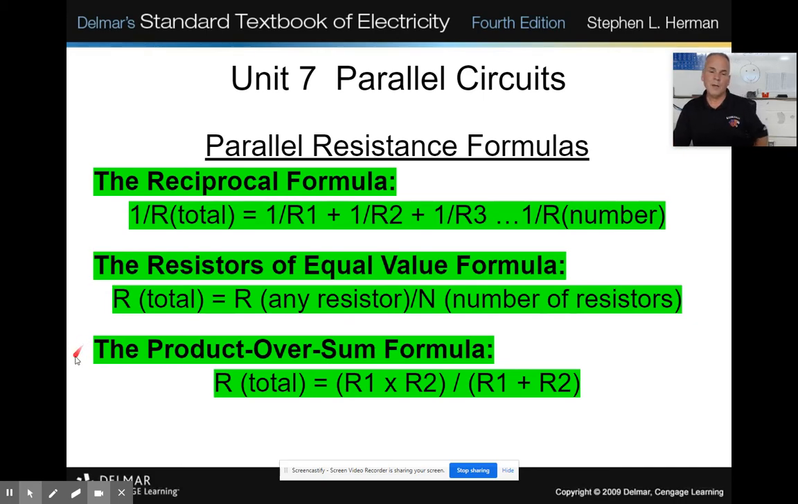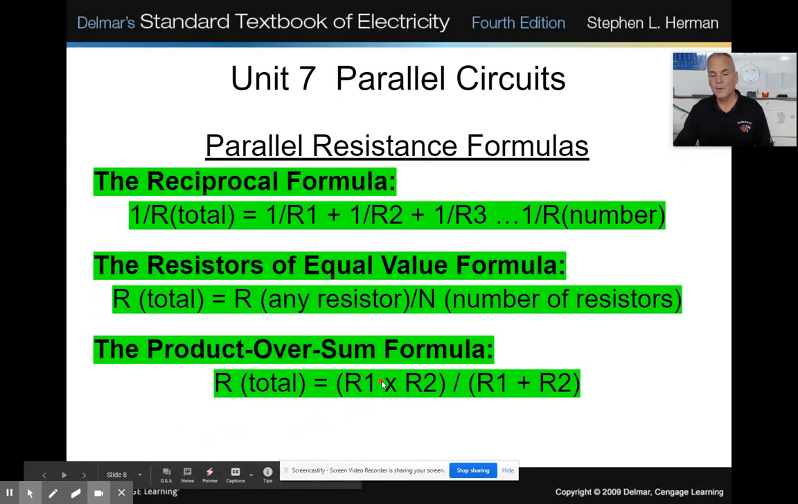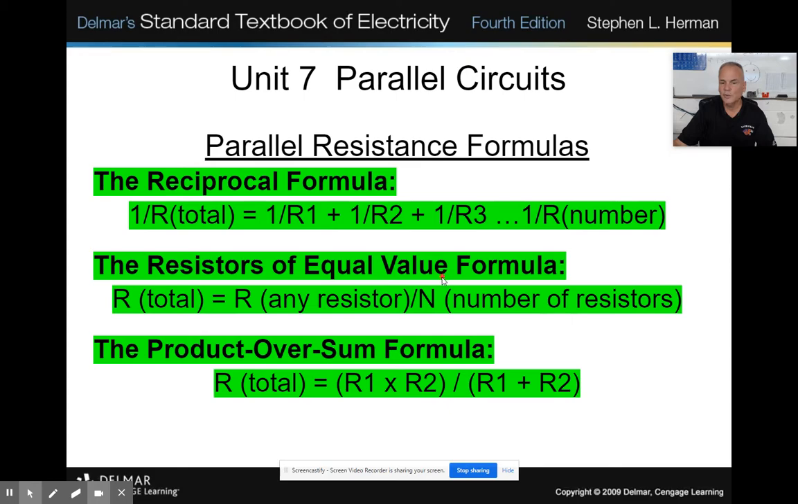But I will tell you that with this formula here, you have to have the same value resistors. With this formula here, you have to have two resistive values. I was going to say two resistors, but that's not completely correct, and we'll deal with that part later. Reciprocal formula, it works for everything. If I have two or three equal values, I'll use this one because I can usually do it in my head, just like we did with the 100 ohm resistors. This, I can't do in my head, but this works for everything. No matter what you have parallel wise, this works. Okay.